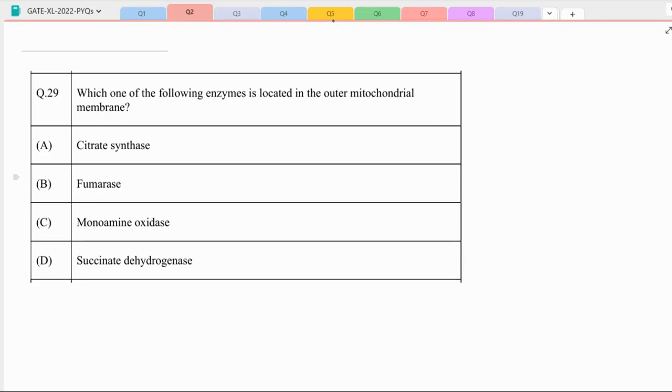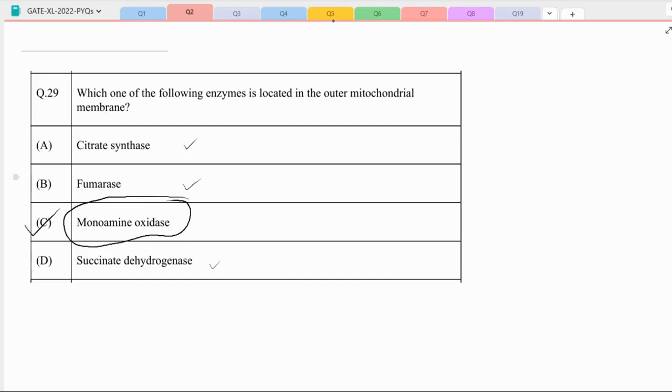Okay, which one of the following enzymes is located in the outer mitochondrial membrane? So if you look at the options, you have three main enzymes of the TCA cycle, which are citrate synthase, fumarase, and succinate dehydrogenase. So these enzymes are located in the mitochondria. However, monoamine oxidase is an enzyme that is actually located in the outer mitochondrial membrane. So the correct answer here is monoamine oxidase.